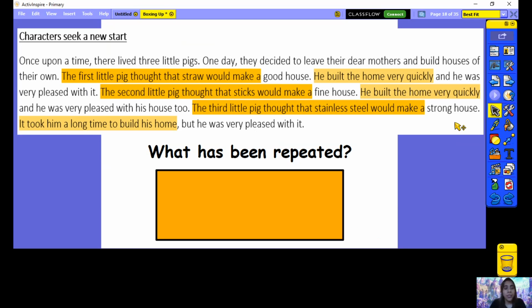And what can you notice being repeated in this section? So again, I'm going to give you some time to have a think about it. It's highlighted in orange for you. See if you can spot it. So I'm going to give you 6 seconds, but pause the video if you would like some more time.